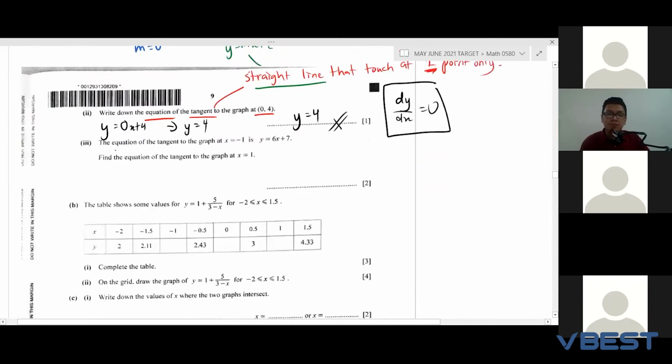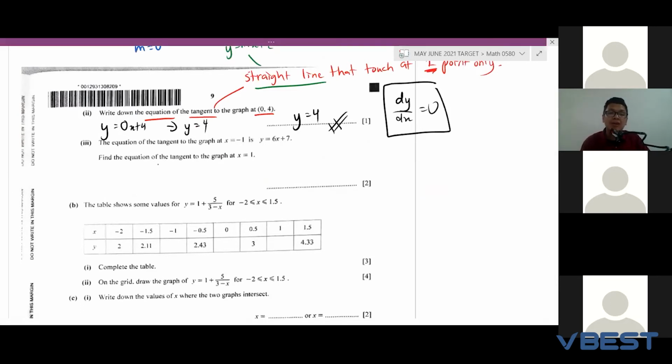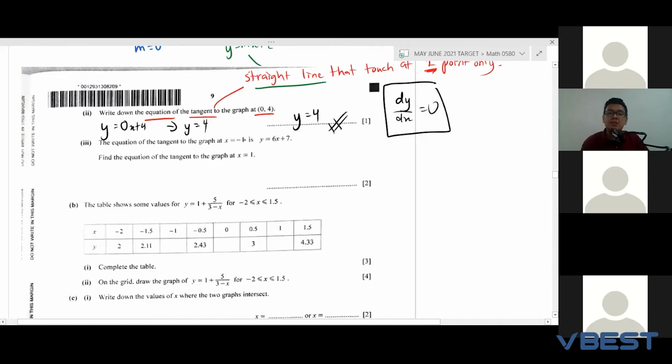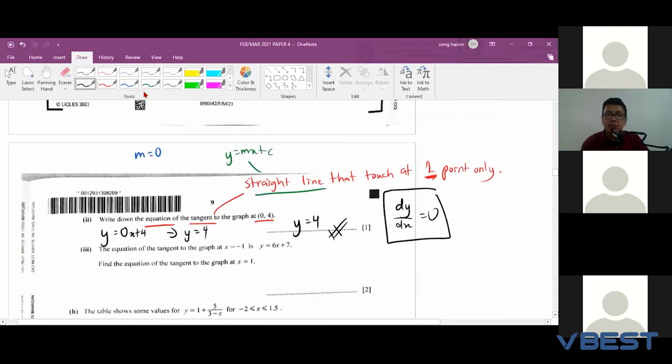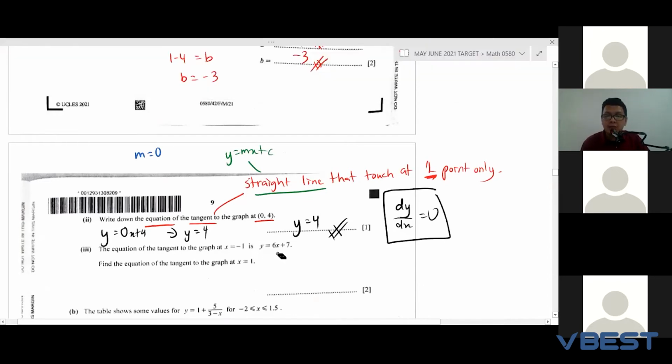y equal to 4. The equation of the tangent to the graph at x equal to -1 is y equal to 6x plus 7. Find the equation of the tangent to the graph at x equal to 1. So this is a bit tricky question, yeah? They said at x equal to -1, the gradient is equal to 6.